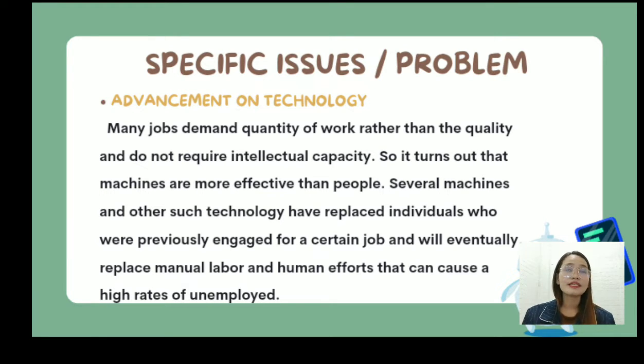But, next example po is postman. Dahil sa dali na ng pagpapadala ng mensahe, hindi na karaniwan kailangan ng postman. Kaya yung mga postman nagiging unemployed. Ayun po yun, yung advancement of technology problem.